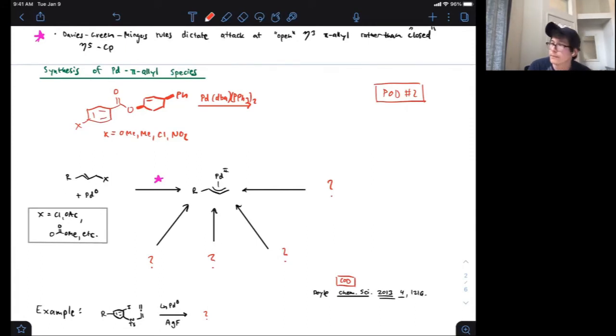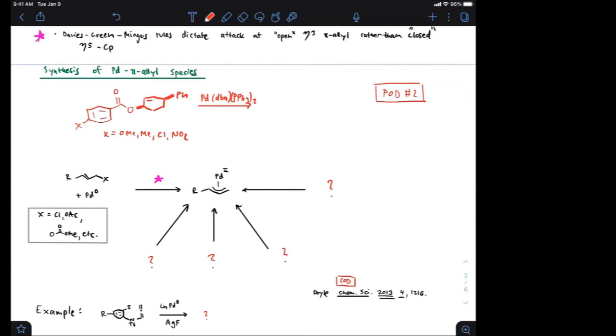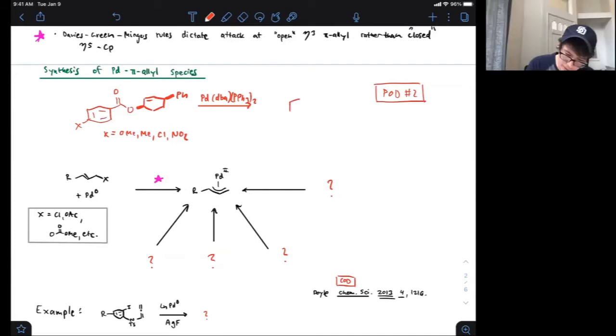I think you would form the metal-allyl species. The ester group comes off and you form the metal-allyl species. Okay, and is it going to be at the top or the bottom of the ring?